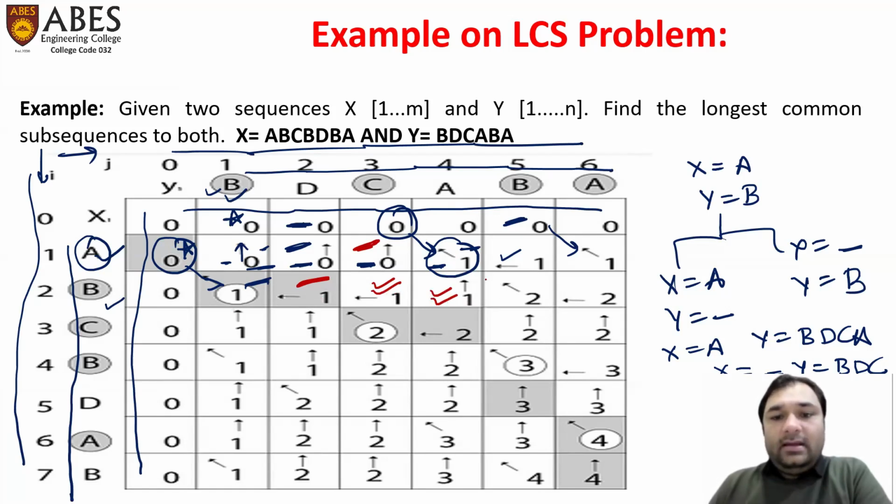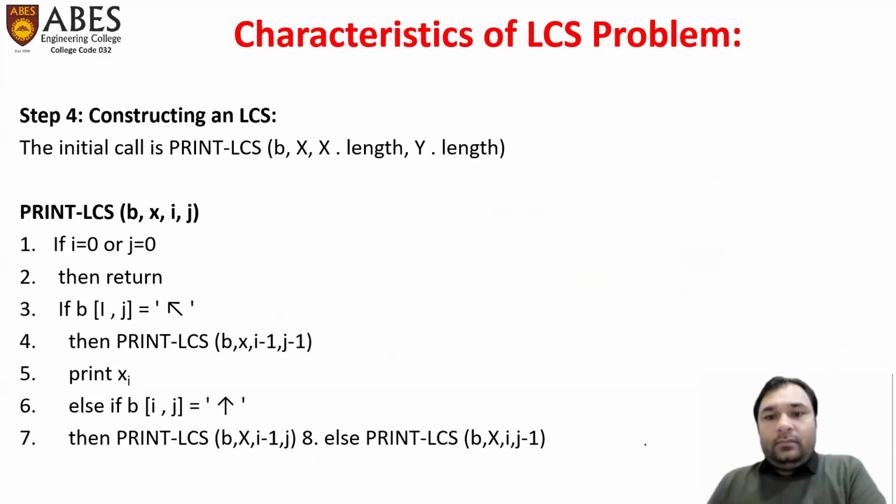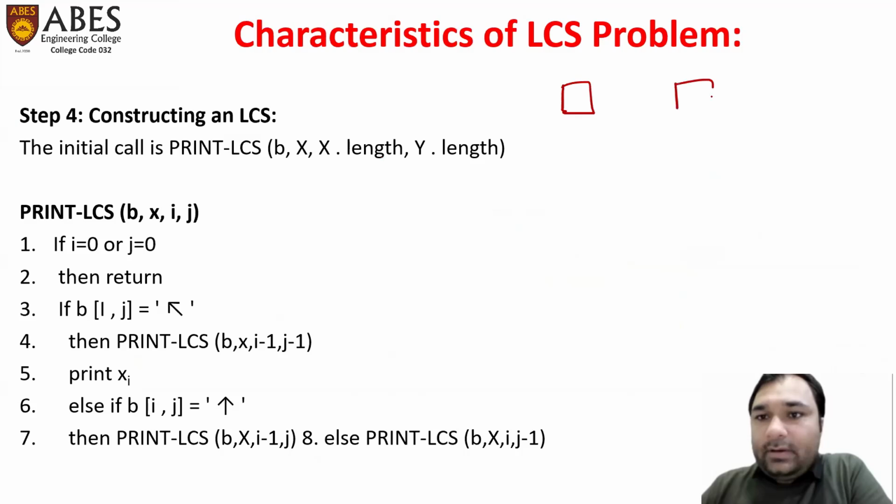If B and B are matching, then this 1 is moved to 2 with an arrow towards the diagonal. This and this are not matching, so we have mentioned 2 with an arrow towards this. So same, we keep on moving ahead and we will simply fill this matrix. The basic logic which we have to take care of, let's take an example.